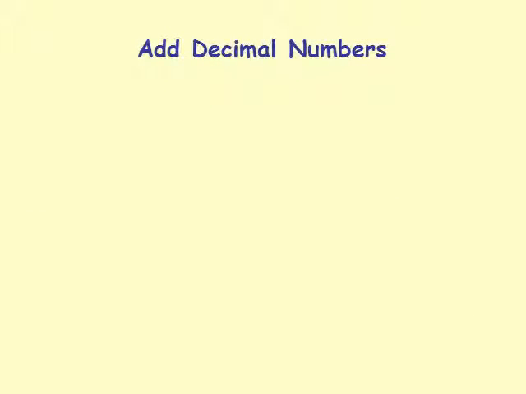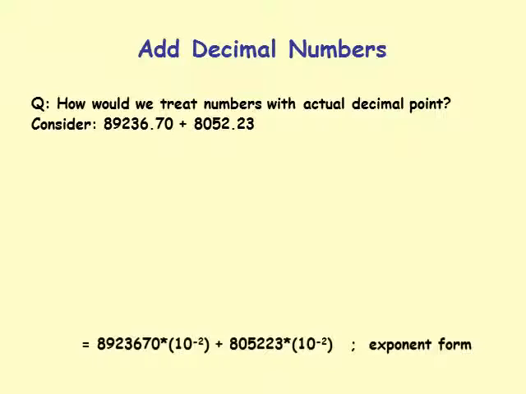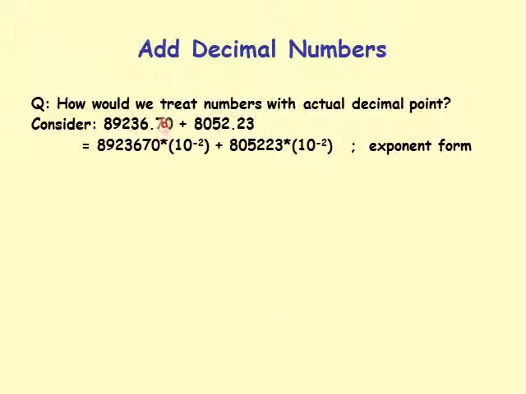So now we'll talk about adding decimal numbers. How would we treat numbers with an actual decimal point? Let's add these numbers together. Consider 89236.70 plus 8052.23.